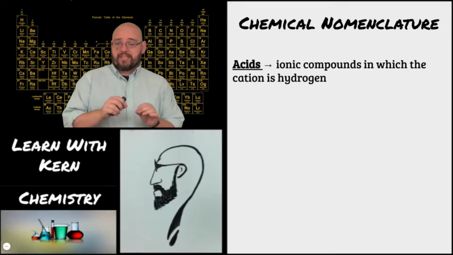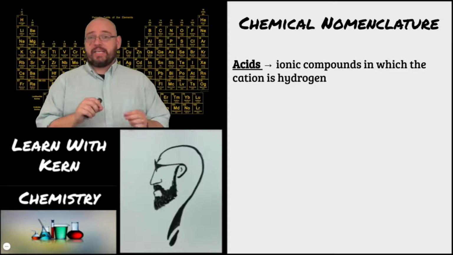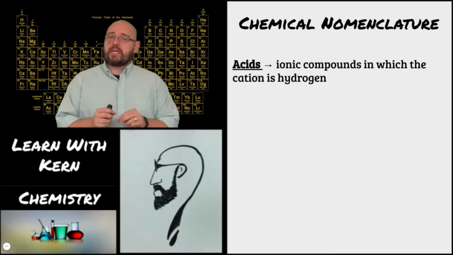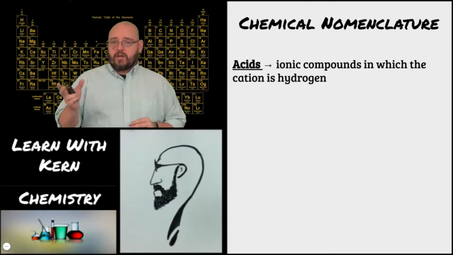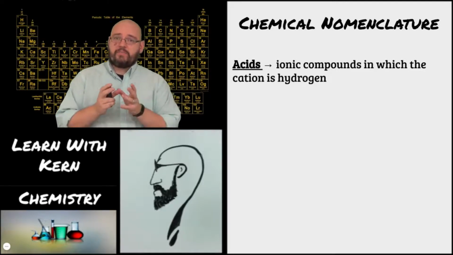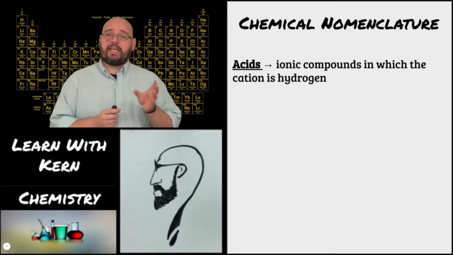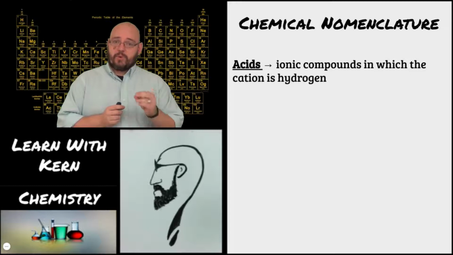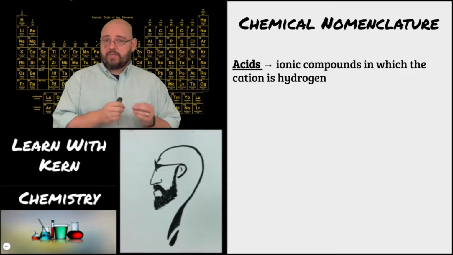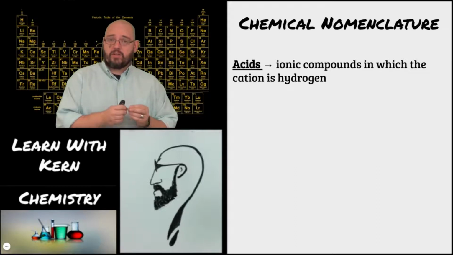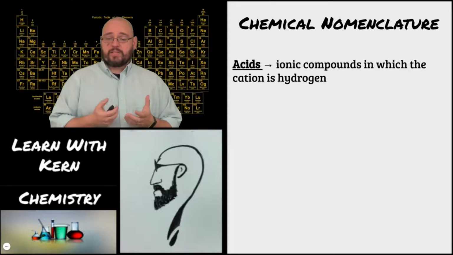So let's talk about acids. Acids are ionic compounds in which the cation is hydrogen. So most of the time an ionic compound is a metal cation and a nonmetal anion. Well, you have a special class of acids where hydrogen actually acts as a cation, a positive ion. So it acts like an ionic compound in a lot of ways, but it does not contain a metal most of the time. So that's what acids are.